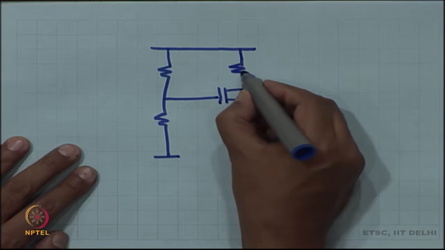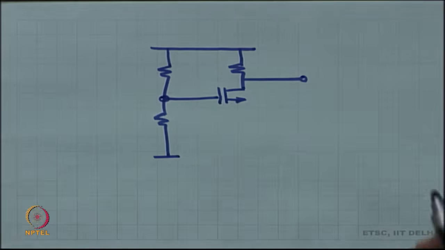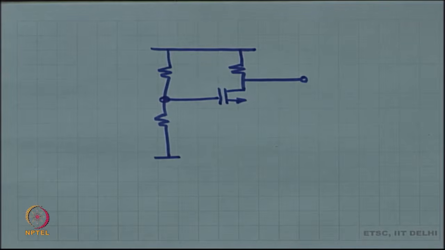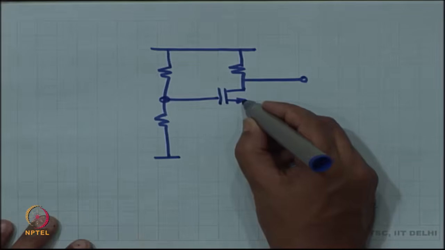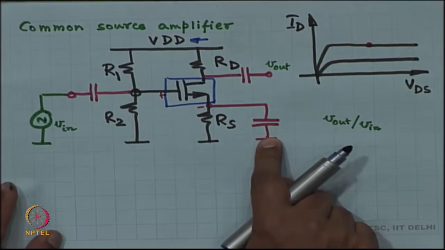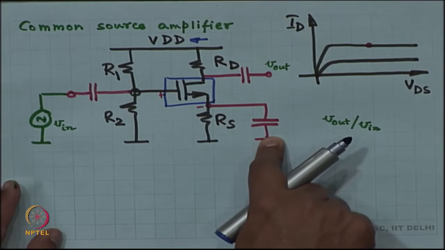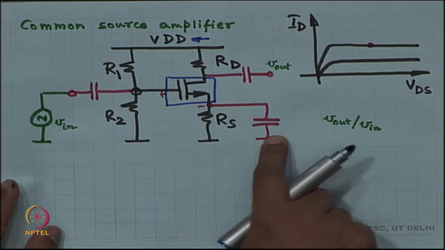So, now we are in the small signal picture, right. This is not the complete schematic, this is only the small signal part of the schematic. And here the capacitor, this particular one, is a short circuit, which means RS has been shorted out.